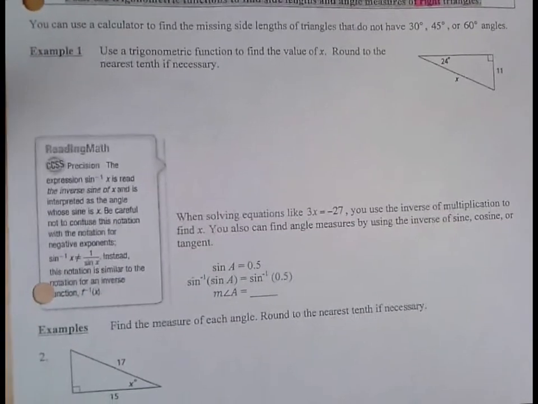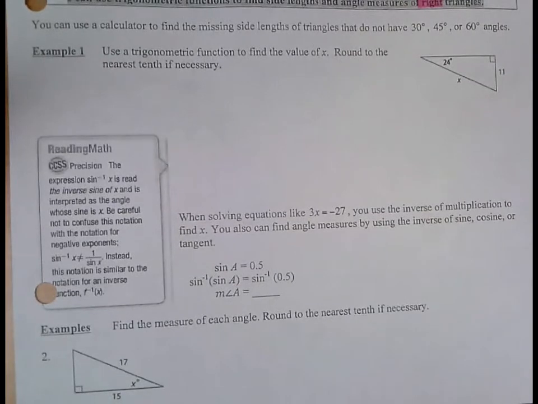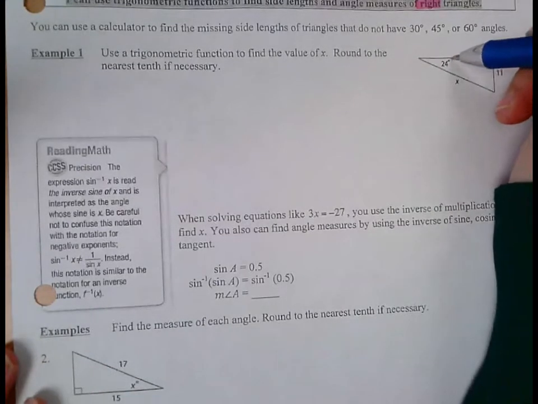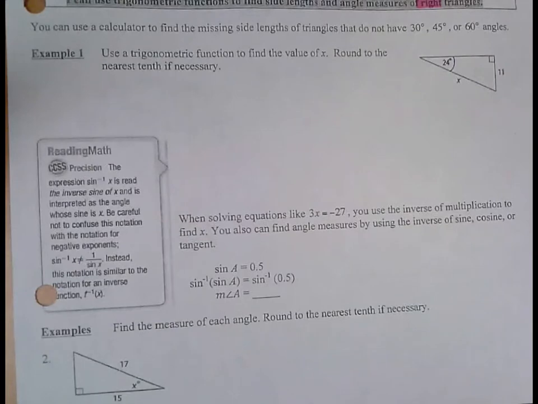So in example 1, it says use a trig function to find the value of x. So we're finding that missing side length. Round to the nearest tenth if necessary. Today you'll actually be rounding because you can see the angle we have is 24 degrees. It's not 30, 60, or 45. So based on that 24 degrees, we're going to work through this the same way we worked through the last examples yesterday. Figure out in relation to that 24 degree angle what side lengths the 11 and the x are.